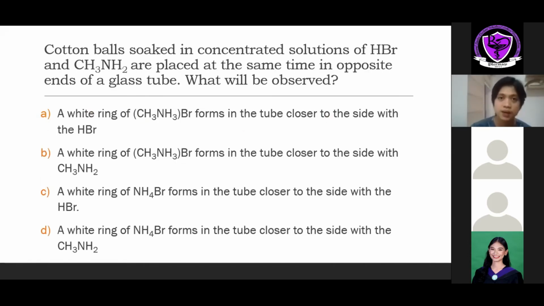Ito, analysis na naman. Ano? A cotton ball is soaked in liquid hydrobromic acid and methylammonium. Same time, opposite ends of the glass tube. What will be observed? Saan mo daw makikita yung white ring, which is the product?